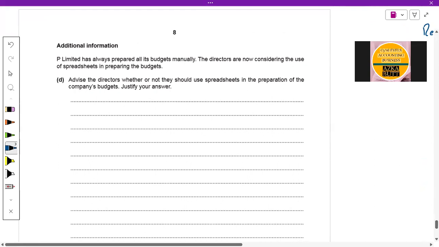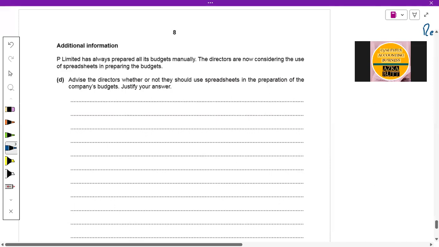because spreadsheets offer numerous advantages over manual budgeting, making the budgeting process more efficient, accurate, and flexible. So the first advantage is that it would increase accuracy and reduce errors. Manual budgeting is prone to human errors such as miscalculations or data entry mistakes. So spreadsheets like Microsoft Excel can automatically perform complex calculations, significantly reducing the risk of errors. Built-in formulas, data validation, and error checking tools in spreadsheets help ensure that calculations are accurate and consistent throughout the budgeting process.